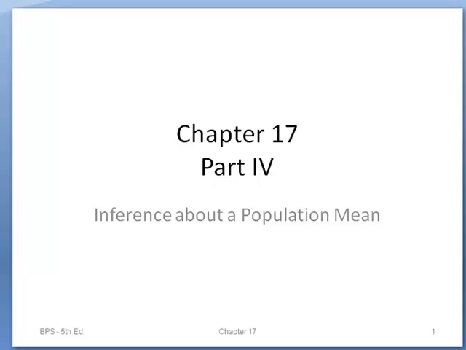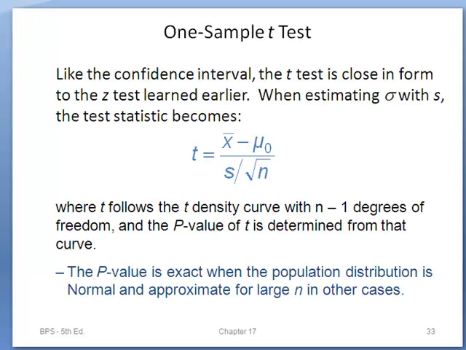Welcome back to Chapter 17, Part 4, Inferences about a population mean when population standard deviation is unknown. In this segment, we're going to talk about tests of significance.